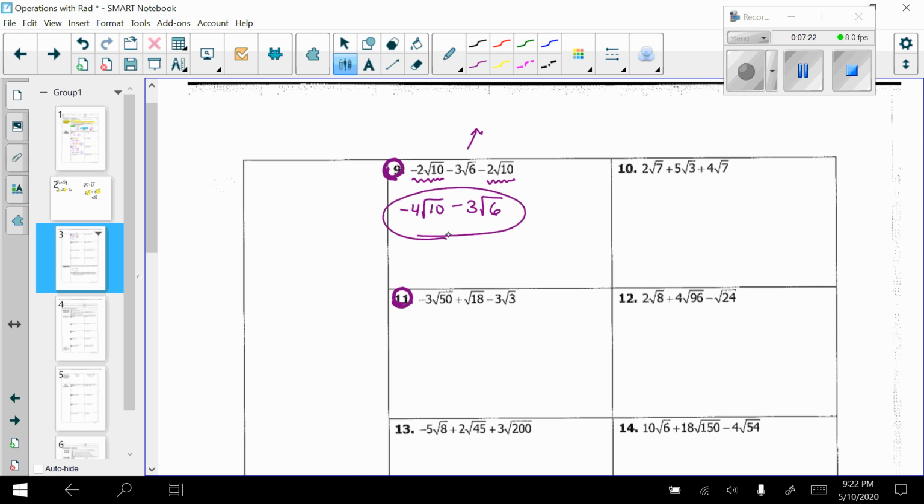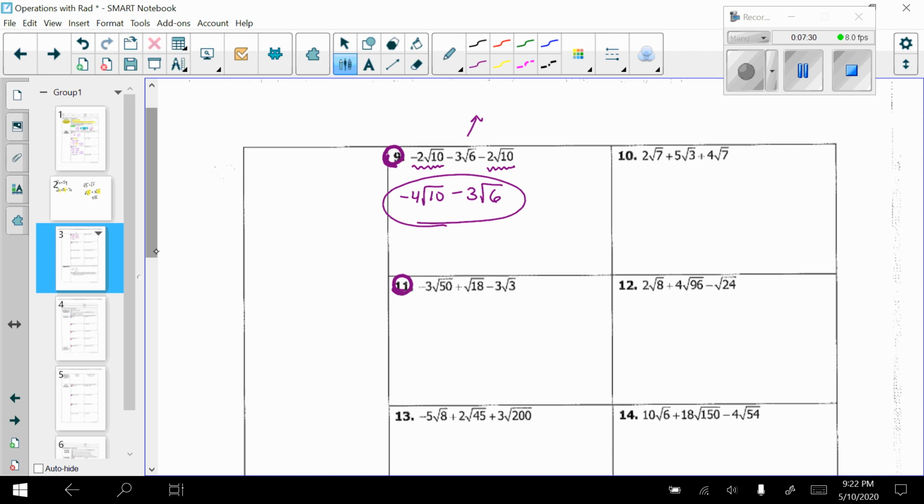So sometimes you might not be able to combine everything. You would just leave it like that. Whereas number 11, let's see if I can combine any. So right now, none of these radicals are the same, so you can't combine anything. But I know that 50 can be broken up into 25 and 2. 18 can be broken up into 9 and 2. And you can't do anything with the radical 3.